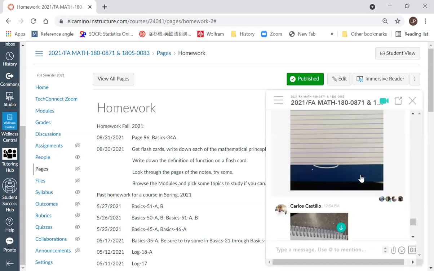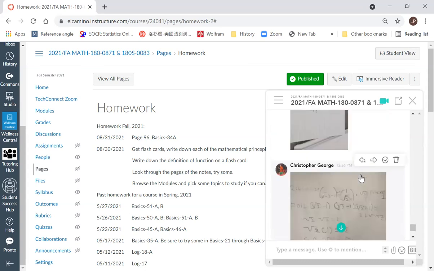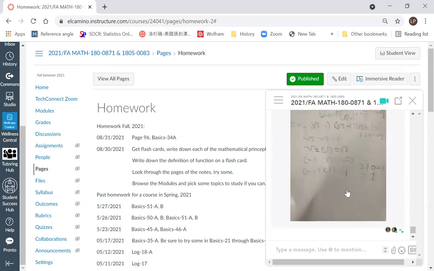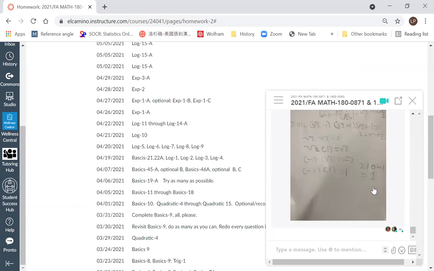And Carlos' work is perfect. You're just missing an equal sign. So put them there. Christopher. Oh, very good. Very good. Excellent.